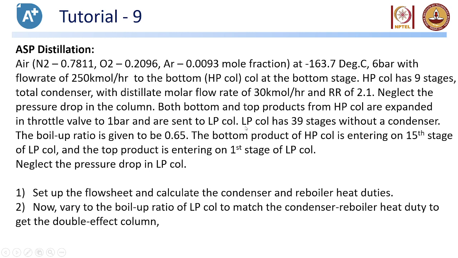Now, what about the LP column? The LP column has 39 stages. It doesn't have a condenser. It has a boil-up ratio of 0.65, and the bottom product of the HP column is entering on the 15th stage of the LP column, and the top product is entering at the first stage of the LP column. Okay? Which means all the specifications for the LP column are also given. Now I want you to calculate the heat duties of the condenser and reboiler in this system. Can you do that? Now is it clear?